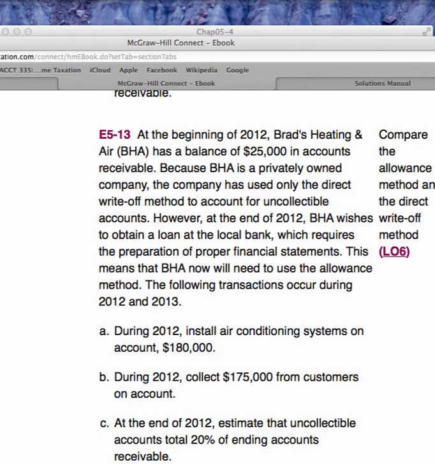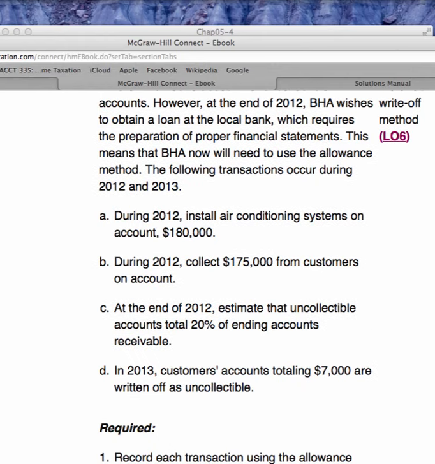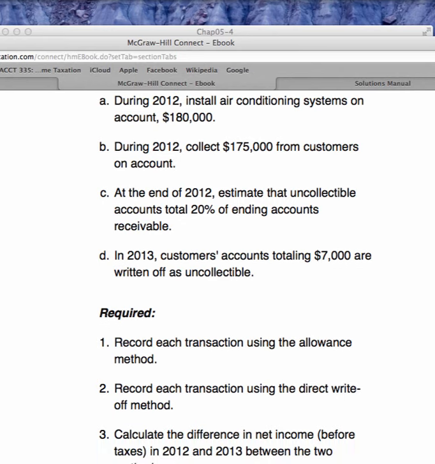During 2012, the company installed air conditioning systems for $180,000 and collected $175,000 from customers on account. At the end of 2012, it estimates that uncollectible accounts total 20% of ending accounts receivable. And in 2013, customers' accounts totaling $7,000 are written off as uncollectible. So we need to record the transactions using the allowance method.